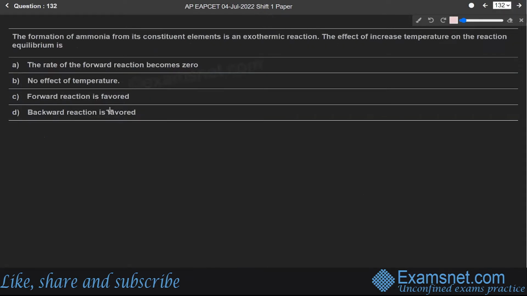The formation of ammonia from its constituent elements is an exothermic reaction. The effect of increased temperature on the reaction of equilibrium. So this is again from the equilibrium chapter of chemistry, the ionic equilibrium. Okay, so again, my tricks follow here. I have so many tricks for you for this EAPCET paper, right? And even for the JEE. A NEET aspirant can always do this question with my tricks.